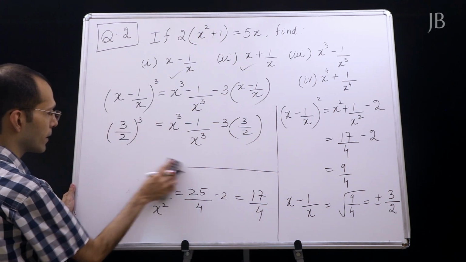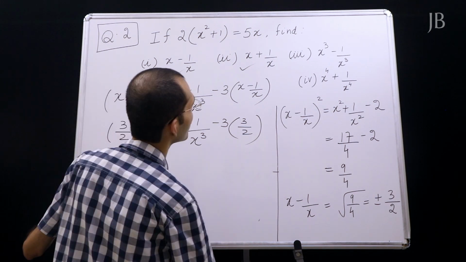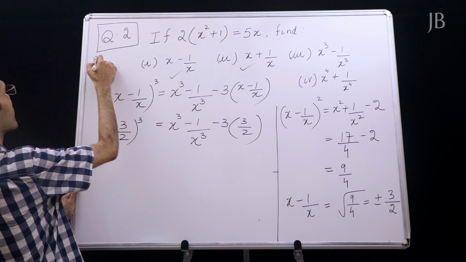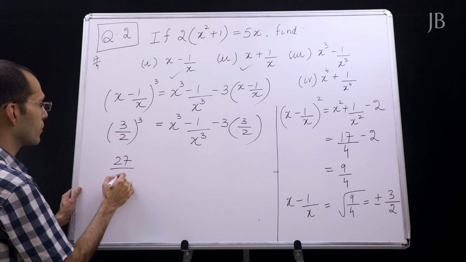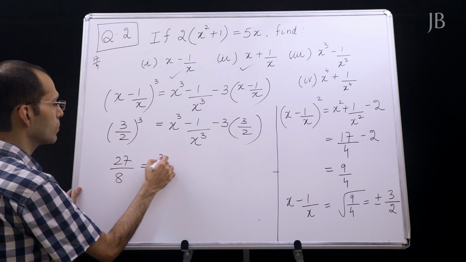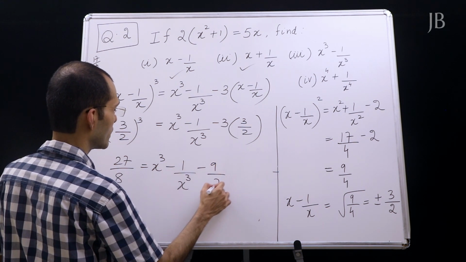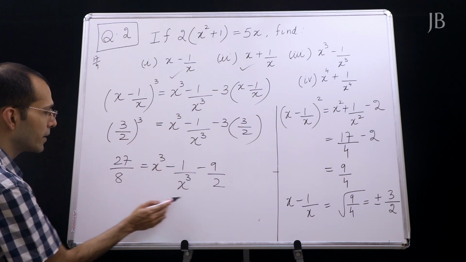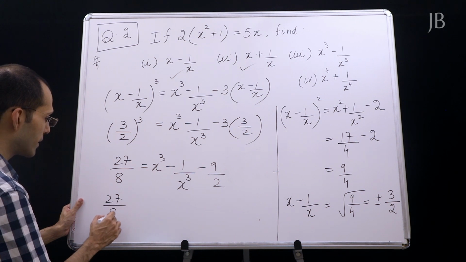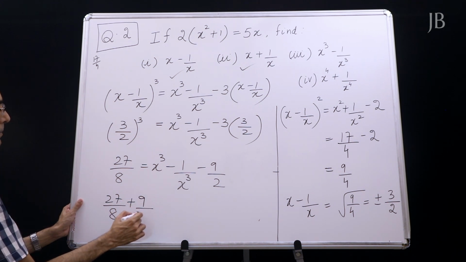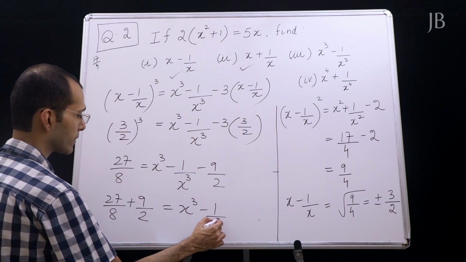Fine. And we will have to erase this. Keep in mind that this is 17 upon 4. Somewhere I will write. Okay. Open up the brackets. 27 upon 8 is x cube minus 1 upon x cube minus 9 upon 2. Now this we have to find out. So keep it there, this you transpose. So 27 upon 8 plus 9 by 2 is equaling x cube minus 1 upon x cube.